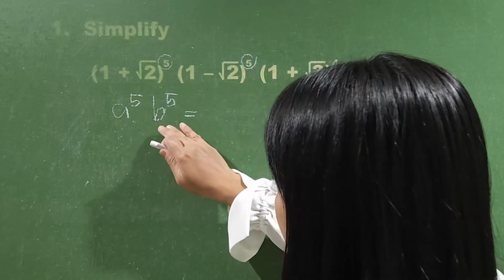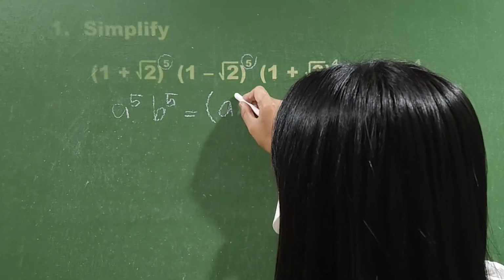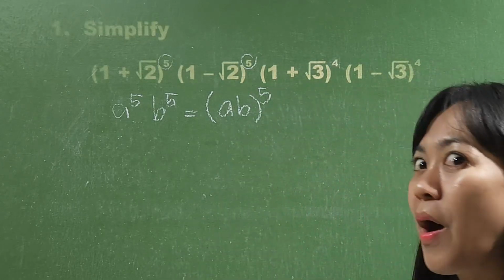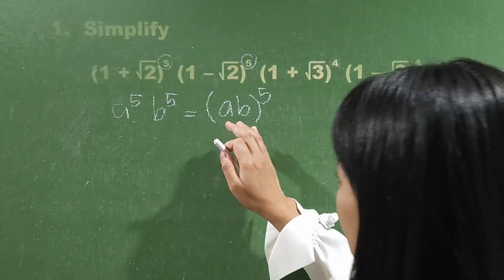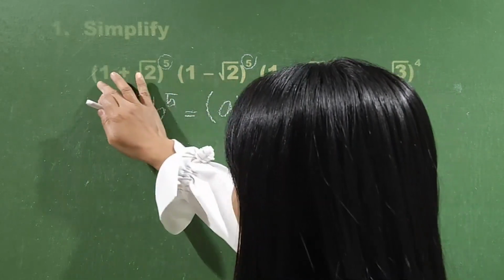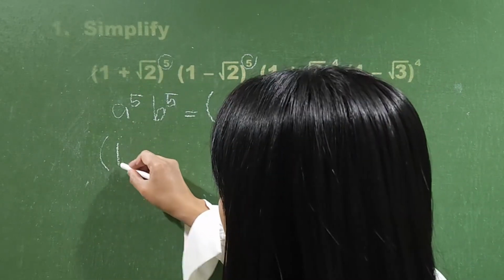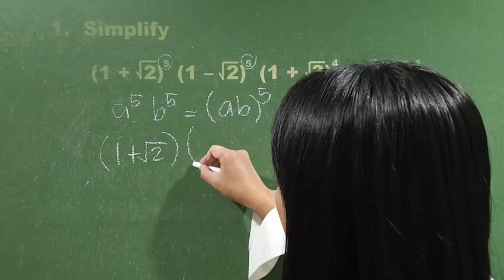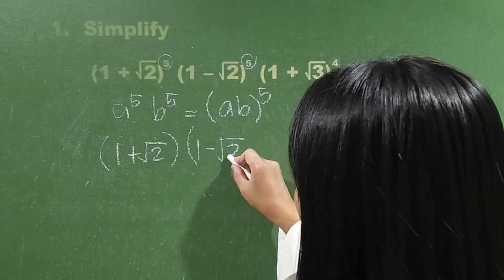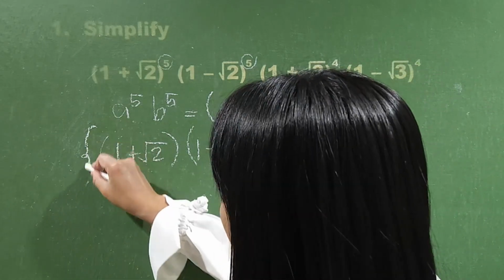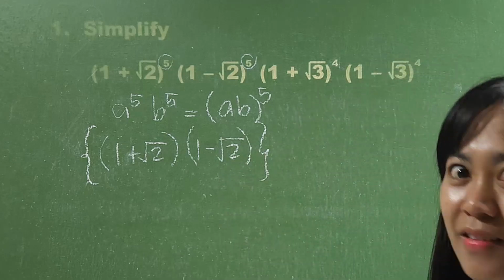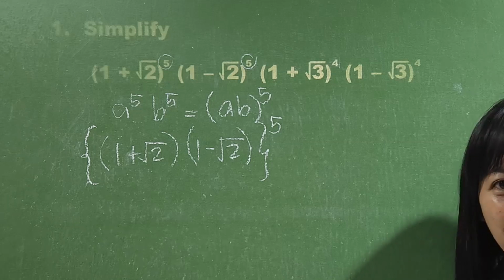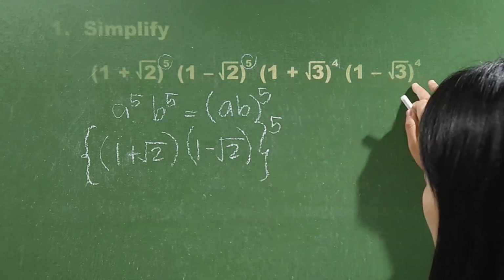exponent in this case is we can write ab inside the parentheses and it would be raised to the power of 5. So it means this can be written here as 1 plus square root of 2 inside the parentheses times 1 minus square root of 2 inside the parentheses. We will be putting this inside these brackets and it would be raised to the power of 5. Okay, what about in these expressions?